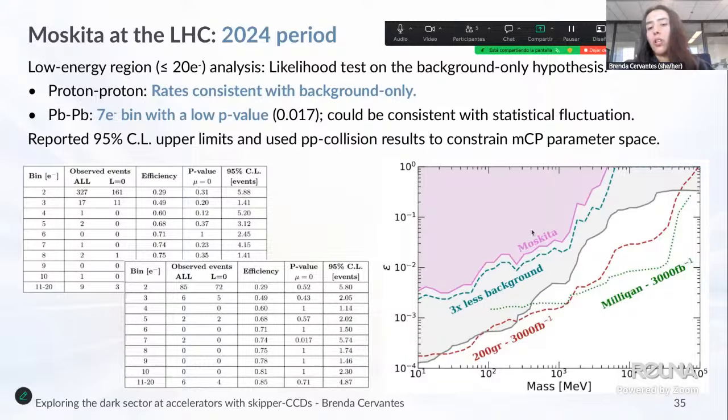The idea was to assess the feasibility of a larger experiment. With the results from MOSKITA, considering a 200-gram experiment collecting this exposure, this luminosity, which is the one that we expect for the new run of the High-Luminosity LHC in almost 3 years from now, we will be able to place these constraints, shown in the dashed red line.